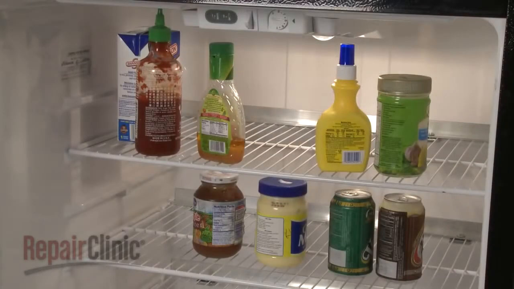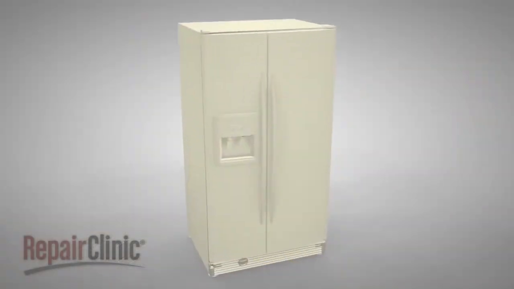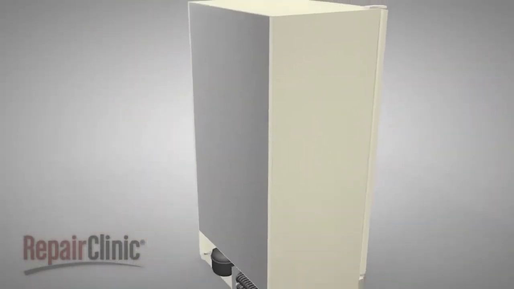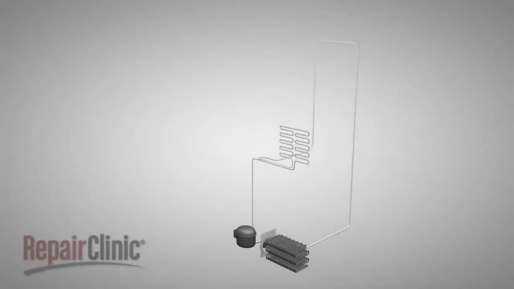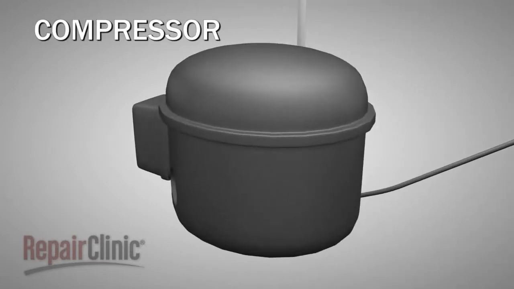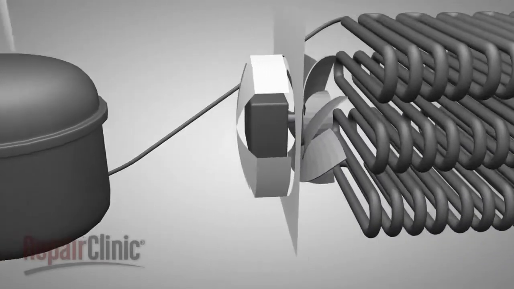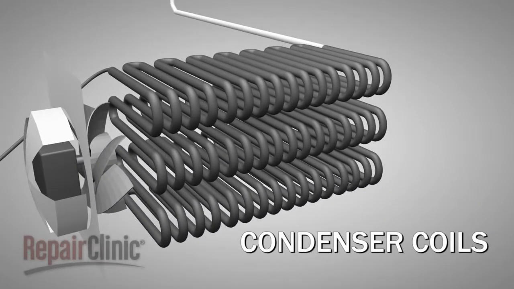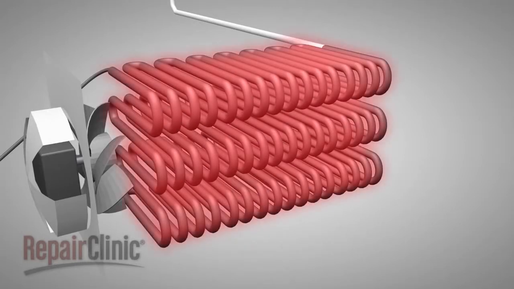Refrigerators help preserve food and keep beverages cold by removing the heat from the inside of the appliance. To accomplish this, a refrigerator uses a sealed system that pumps refrigerant through a set of coils. The system includes a compressor, a pump which compresses the refrigerant in gas form into the condenser coils, where the gas is condensed into a hot liquid. The condenser coils dissipate the heat as the liquid travels through them.